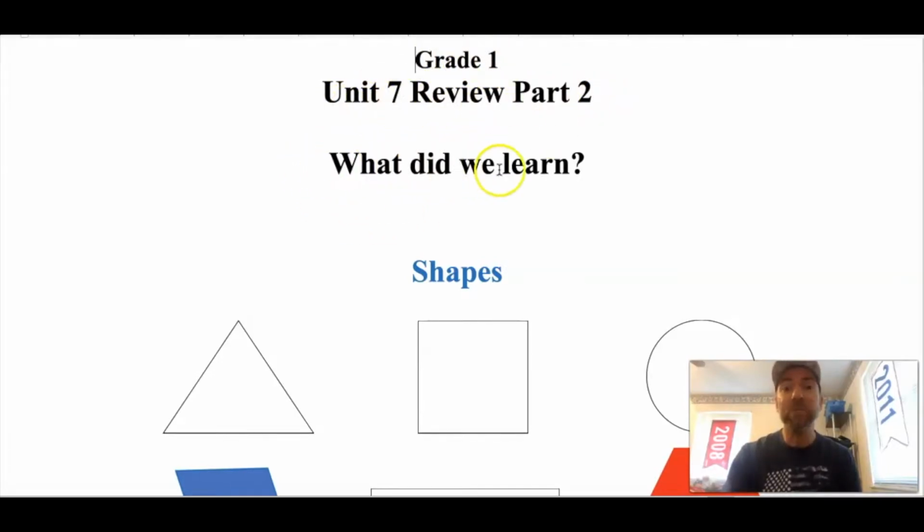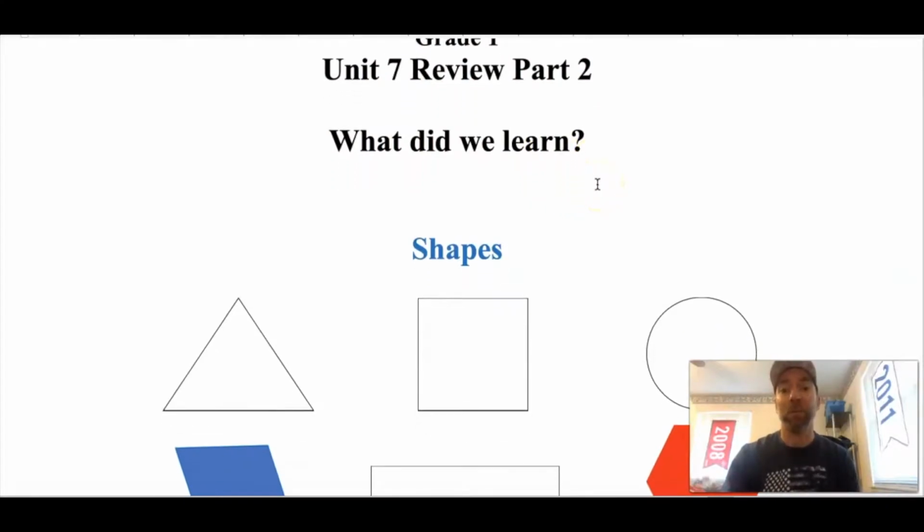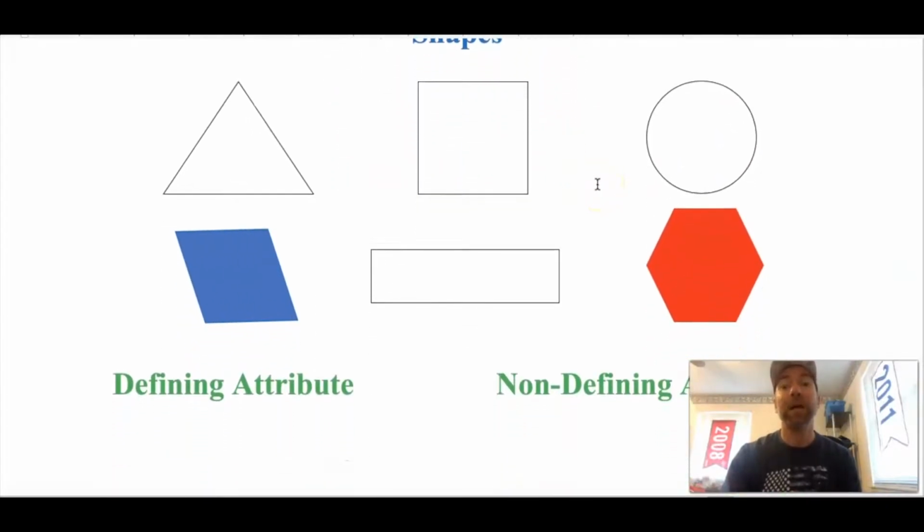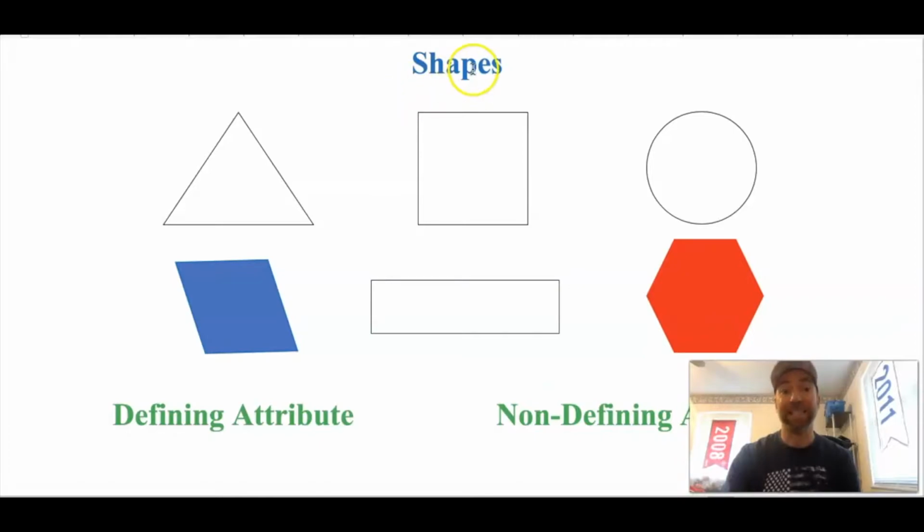So what did we learn in this unit? Well, we learned about shapes. And I have 6 shapes on the screen. I'm going to point to a shape. I want to see if you can tell me the name of the shape. All right, here's my first shape. What is the name of this shape?